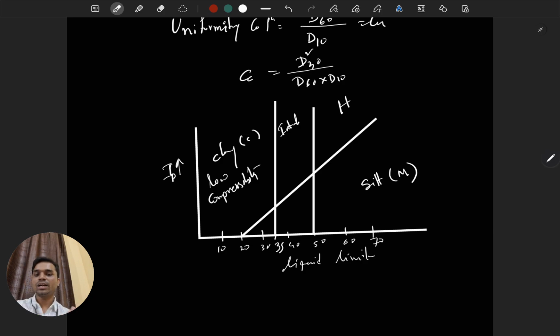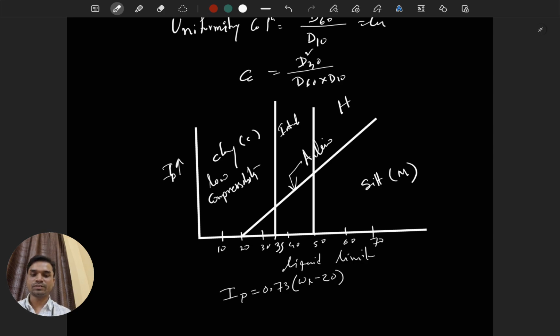Low, intermediate, high. Below 20, this line is also known as the A line. There is an equation for the A line. IP is equal to 0.73 into WL minus 20. Okay, and this chart is known as the plasticity chart.